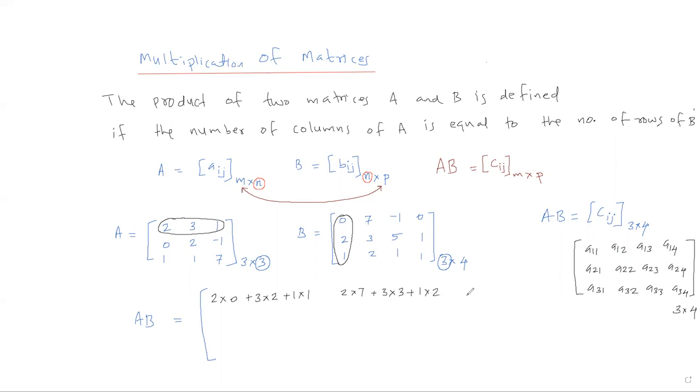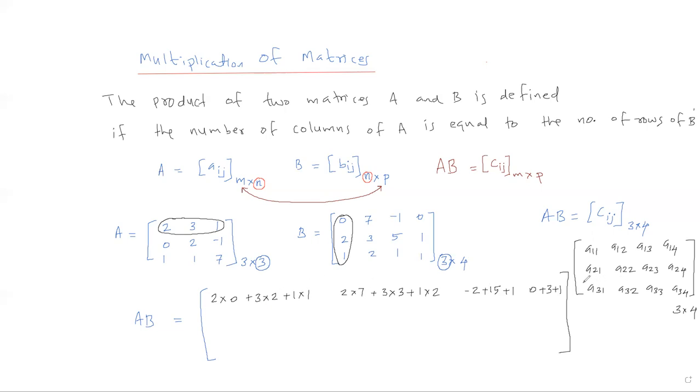Now what will come: first row into third column. Now you can directly write 2 into minus 1, that is minus 2, plus 3 into 5, that is 15, plus 1 into 1, that is 1. So first row into third column is done. Now first row into fourth column: 2 into 0, that is 0, plus 3 into 1, that is 3, plus 1 into 1, that is 1. So first row into fourth column is done. Now for first row into fifth column there is nothing there.